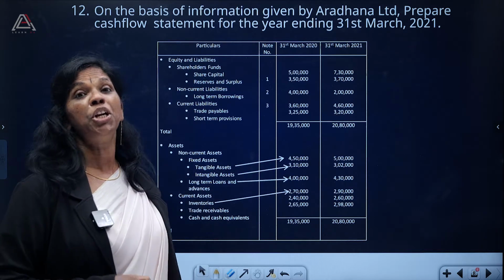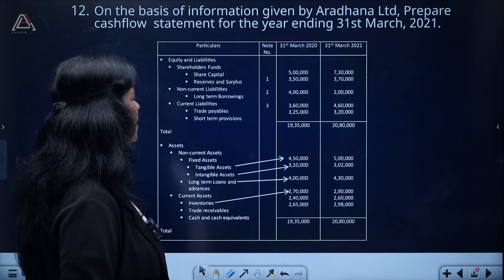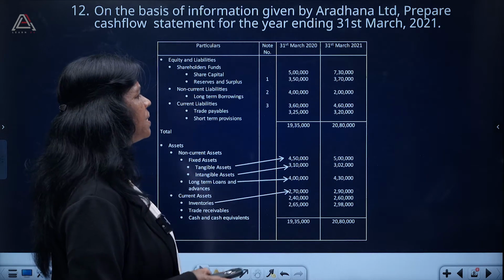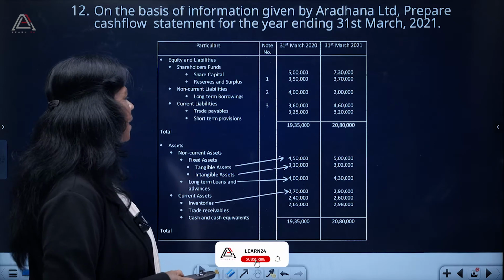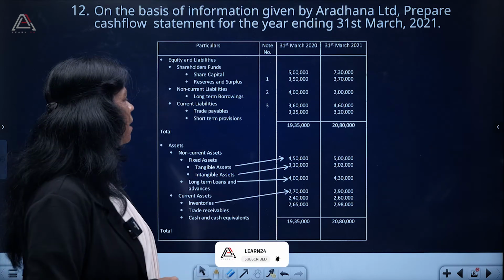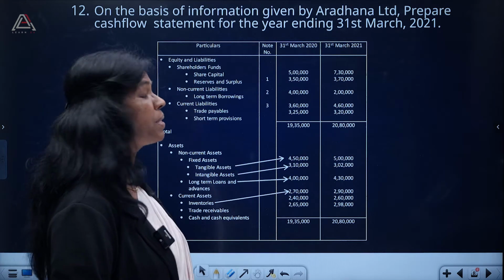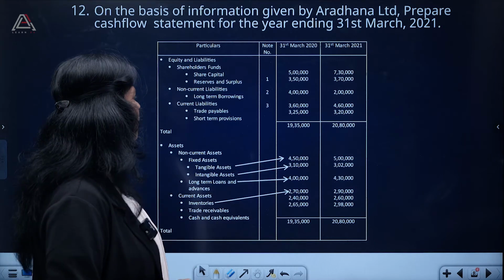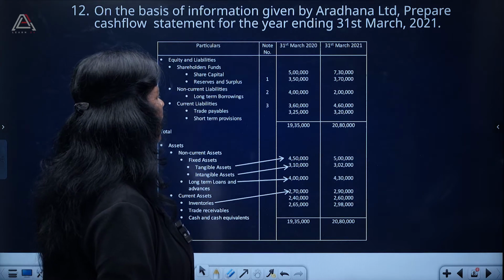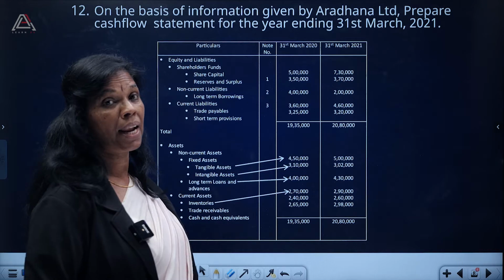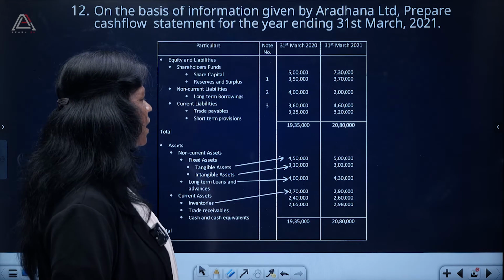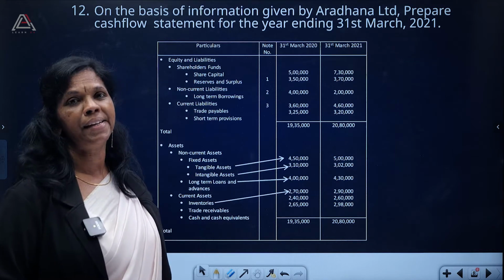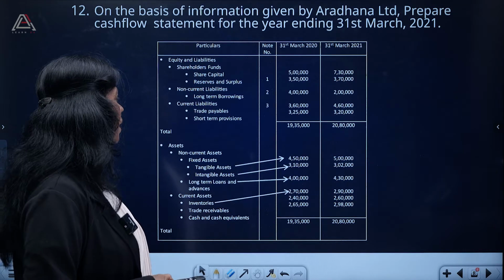Under the heading non-current liability, you can see long term borrowing, 4 lakh in the first year, then 2 lakh in the second year. Under current liability, you can see trade payable 3 lakh 60,000 and 4 lakh 60,000. Then short term provision 3 lakh 25,000 and 3 lakh 20,000. The total is 19 lakh 35,000 and 20 lakh 80,000. These are about the liability side.